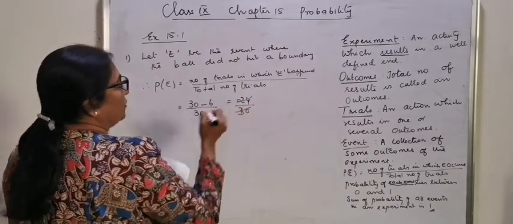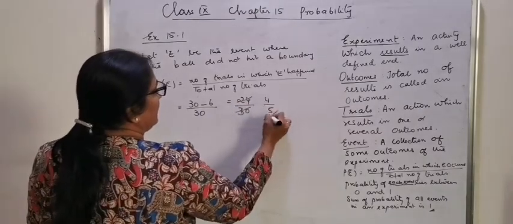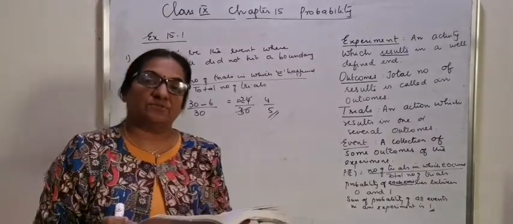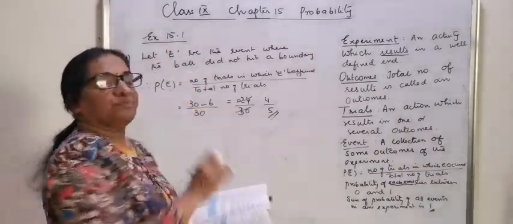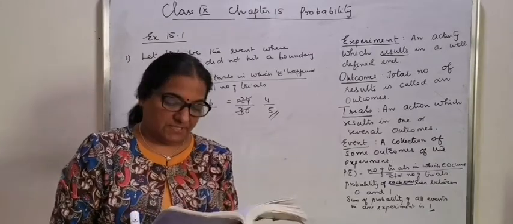If possible, you have to always reduce. Reduce with 6. 6 fours are 24 and 6 fives are 30. For each question you must write the statement for the exam. Here we will write only the fractions.